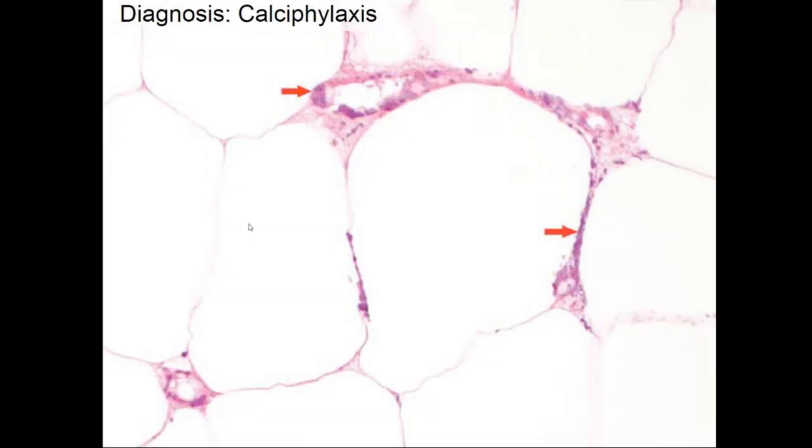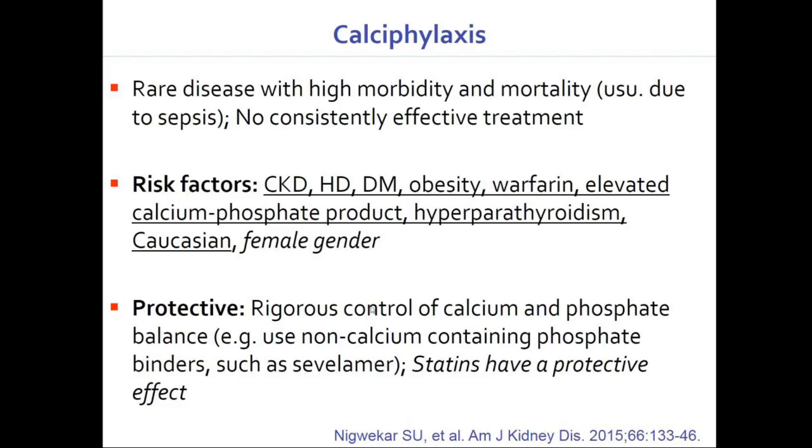However, in other foci, we found finely stippled calcium involving capillaries in between adipocytes as well as the adipocyte wall. In the correct clinical context, as was seen in this case, in painful angulated ulceration, the diagnosis of calciphylaxis was made. This is a rare disease with high morbidity and mortality that's usually due to sepsis, as we saw this patient had superinfection with the fungus.